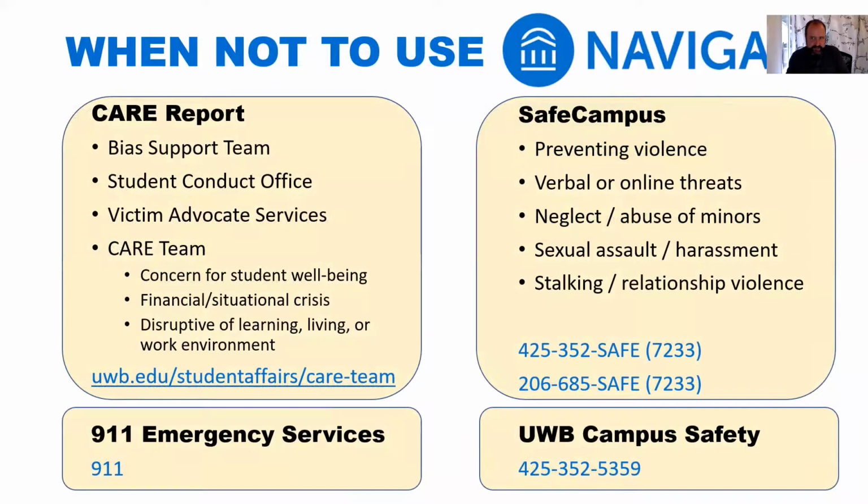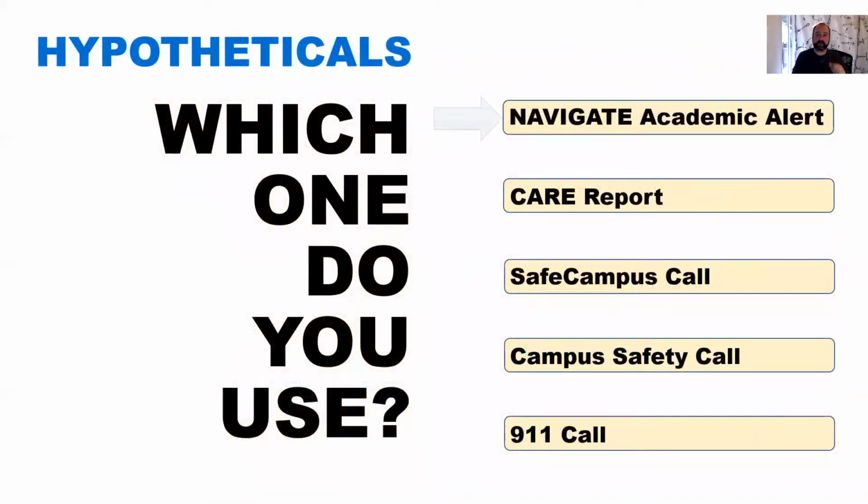When would you not use Navigate? Now this gets a little confusing because there are some overlaps, right? So there are 4 other services that feel very similar to some of the things that you might issue an alert for. So Care Report, Safe Campus, 911, and Campus Safety. So I want to discuss those really quickly to try to differentiate when you would use those 4 services as opposed to using a Navigate academic alert, right?